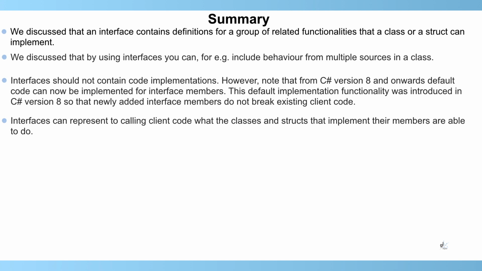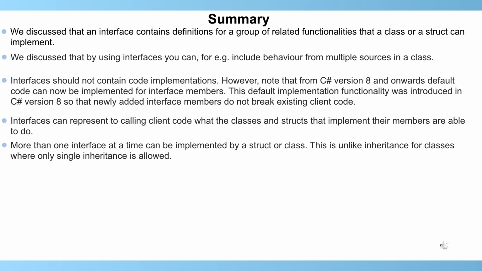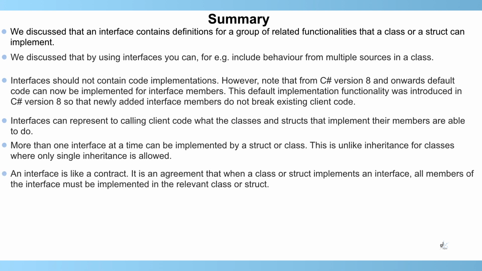Interfaces can represent to calling client code what the classes and structs that implement their members are able to do. More than one interface at a time can be implemented by a class or struct. This is unlike inheritance for classes, where only single inheritance is allowed. An interface is like a contract. It is an agreement that when a class or struct implements an interface, all members of the interface must be implemented in the relevant class or struct.